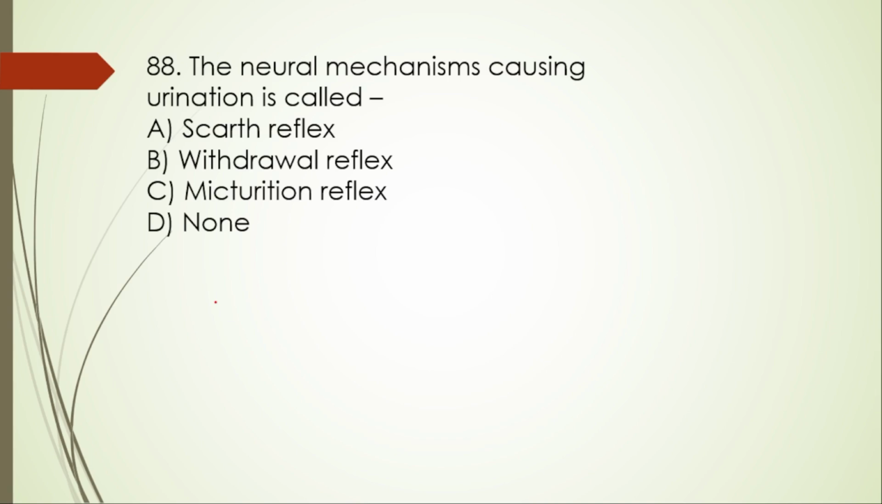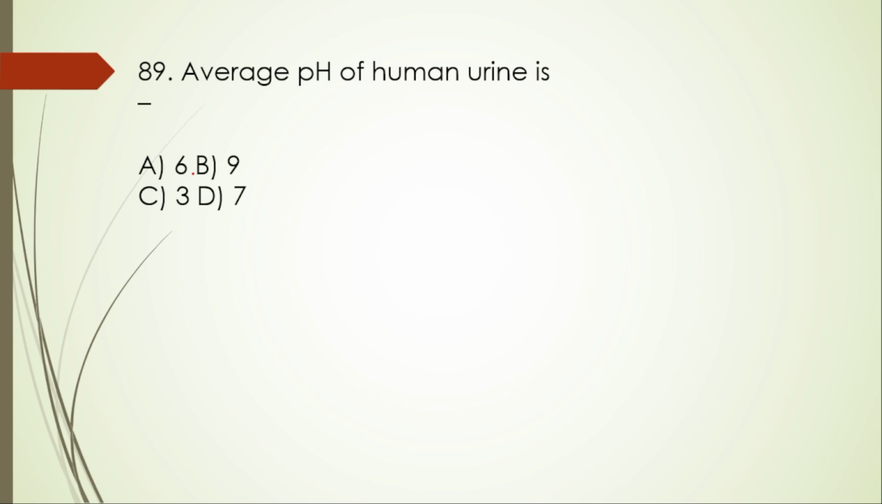Question number 88. The neural mechanism causing urination is called A, Scarth reflex, B, withdrawal reflex, C, micturition reflex. Yes, this one is right. 89th one. The average pH of human urine is A, 6, B, 9, C, 3, D, 7. So here right option is option A.